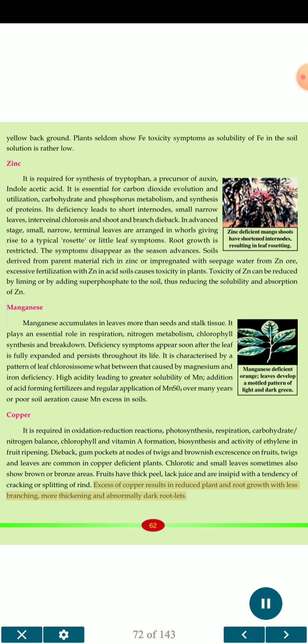Excess of copper results in reduced plant and root growth with less branching, more thickening and abnormally dark rootlets. Zinc-deficient mango shoots have shortened internodes, resulting in leaf rosetting. Manganese-deficient orange leaves develop a mottled pattern of light and dark green.